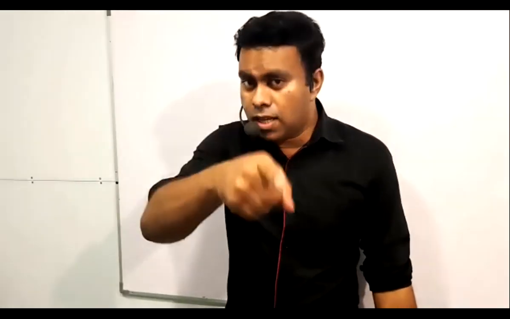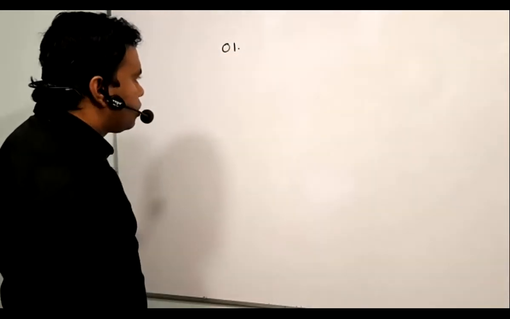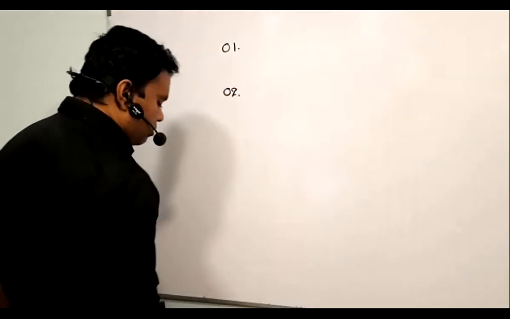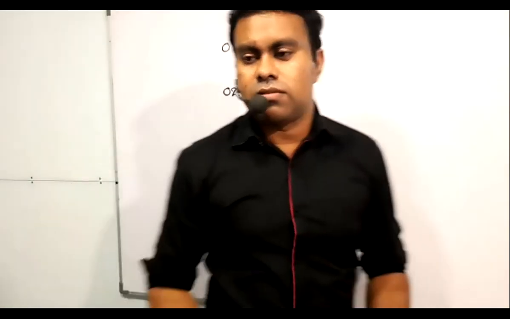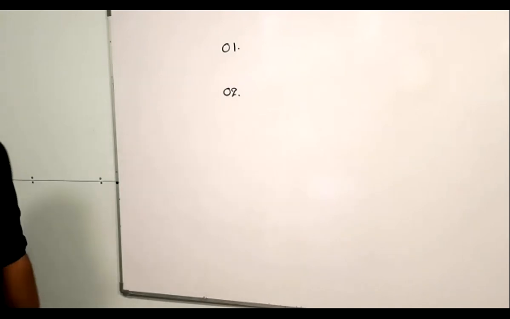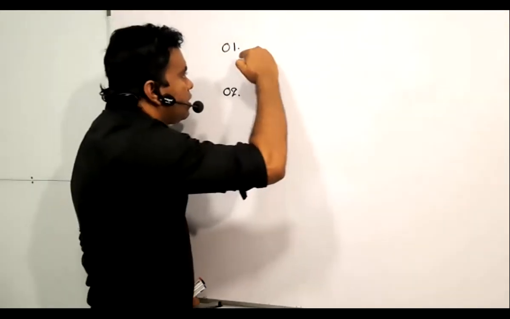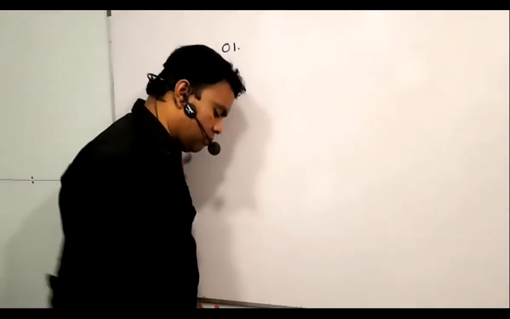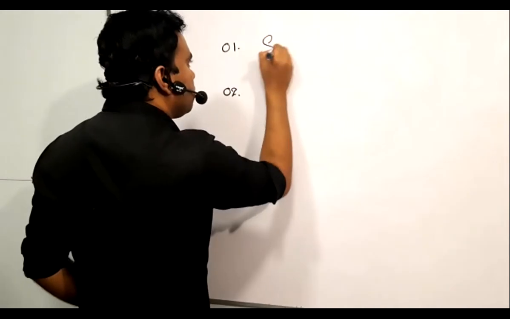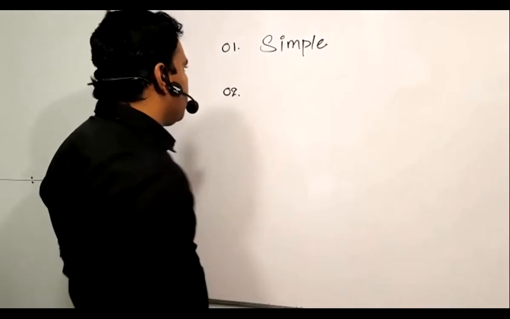Next, take down. There are two types of permanent tissues. First one, simple permanent tissues.